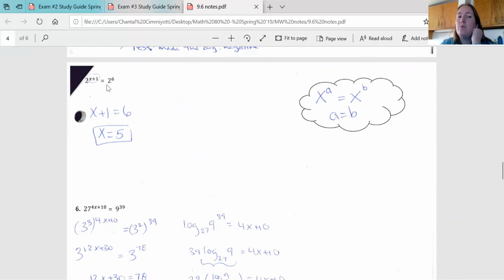This is more of a property. You can do this a couple ways, but if you recognize they have the same base, so the exponents must be equal, that's a cool trick to save you some work. Alternatively, you can take the log of both sides, and you can then bring down the exponent. And so you'd have x plus 1 log 2 equals 6 log 2. Divide both sides by log 2, and you end up with x plus 1 equals 6. So x is 5.